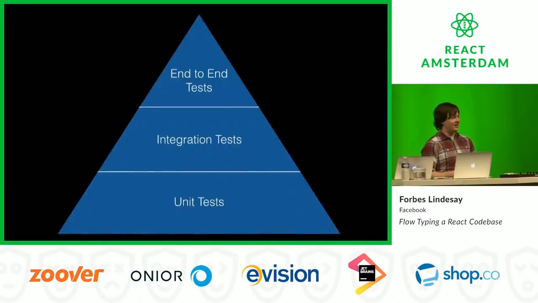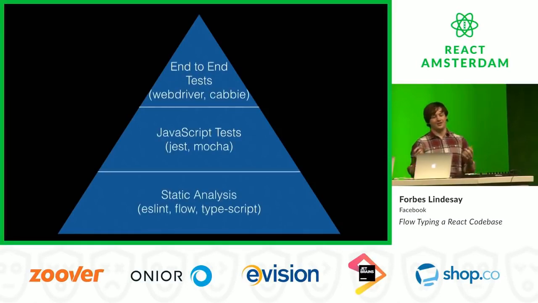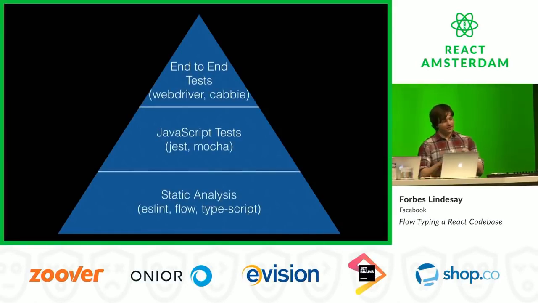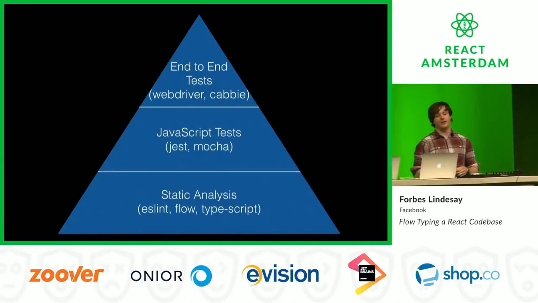You've seen this pyramid before. In fact, it was in an earlier talk. This is this old idea that we have lots of unit tests, a small number of integration tests, and then an even smaller number of end-to-end tests. And this model feels pretty outdated to me. I like to draw this pyramid instead. So we start with static analysis at the bottom. That's ESLint, Flow, TypeScript, all of those kind of things.